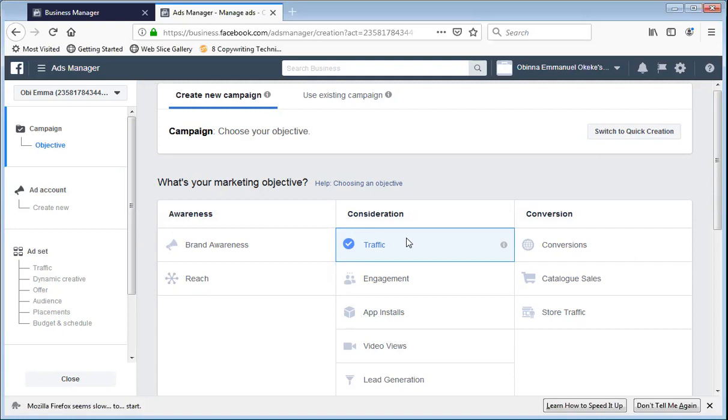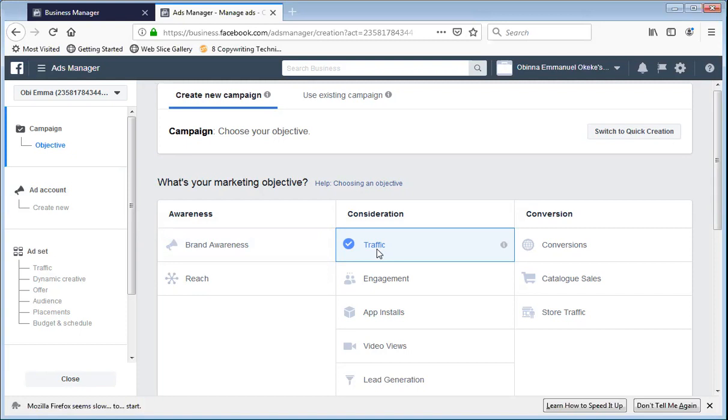So what this means is that Facebook will get your advert to as many faces as possible. It's more or less like brand awareness, okay? But for brand awareness, you are just getting people to see your page. With traffic, you want to funnel them, you want to get them to your landing page, your squeeze page, or it could be directly to your sales page. But remember what I say, it depends on the product you sell. It's not every product you can take people straight to your sales page.